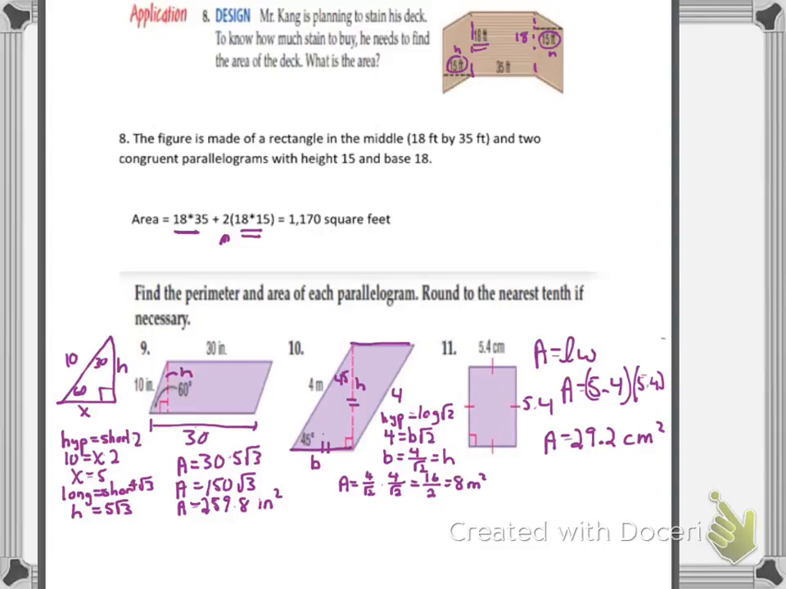Now, I've neglected to get perimeters here, and I don't want to make the video too long, but perimeter just means you're adding up all the sides, so on all 4 sides. On number 9, we're missing that one side there. That one's easy to do in my head. The perimeter on number 9, P for perimeter, would be 30 plus 10 plus 30 plus 10, and that's 80. Now, perimeter is just in regular units.